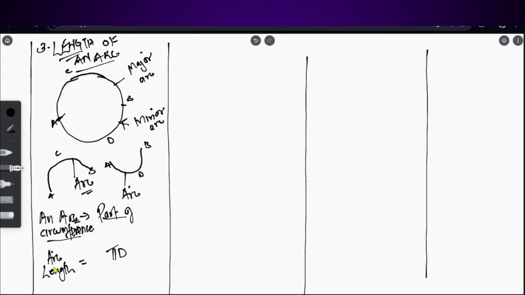But if you're getting a portion of it, because an arc is just part of it, if you're getting part of a full circle, part of the circumference, then it is theta all over 360. Then you multiply by the formula that we had before. I'll explain what the meaning of this is.